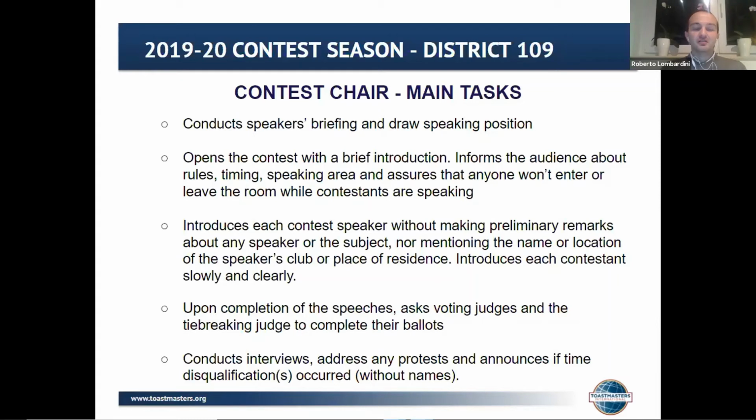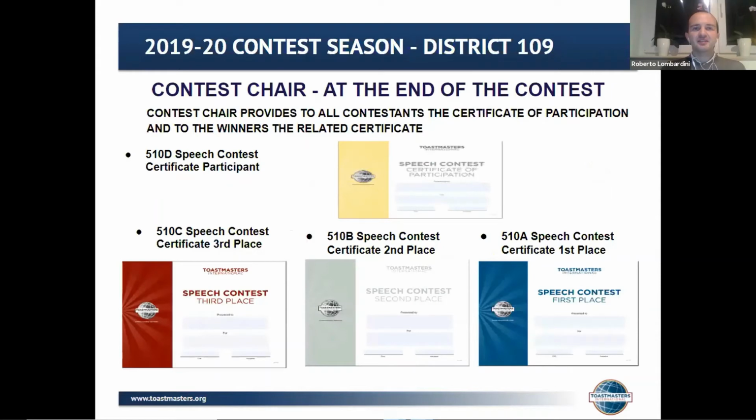The contest chair is the person leading the contest. So you ask voting judges to complete their ballots after each speech, evaluation or table topic. And then in the end, it's the person that announces winners, and also announces time disqualifications. In case of time disqualifications, the contest chair doesn't have to say the names of the persons who are disqualified. At the end, he provides all the contestants the certificate of participation and the first, second, and third place certificates.